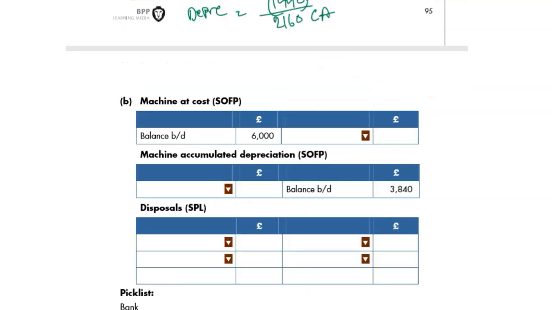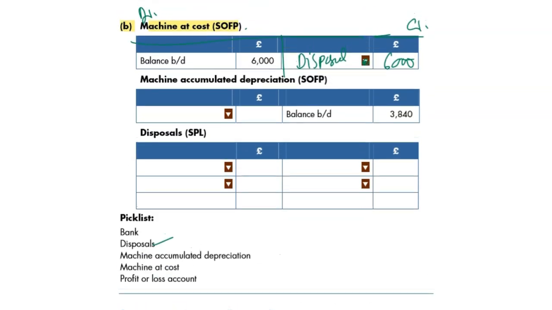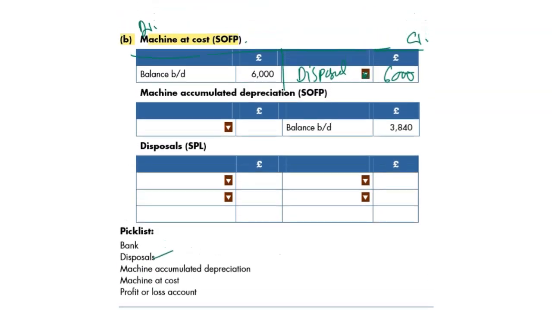Part B, the requirement, and here we have to do the T accounts, which I showed you at the beginning of this video. So this is your asset account. We already have some asset which is debit, but because you're disposing of the asset, you need to make it credit. 6,000 becomes credit, and you write disposal inside. There's a pick list given at the bottom. That's your disposal being taken. So your asset is removed.